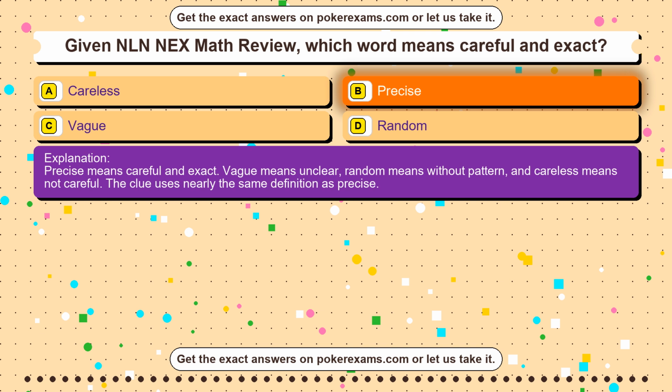Vague means unclear, random means without pattern, and careless means not careful. The clue uses nearly the same definition as precise.